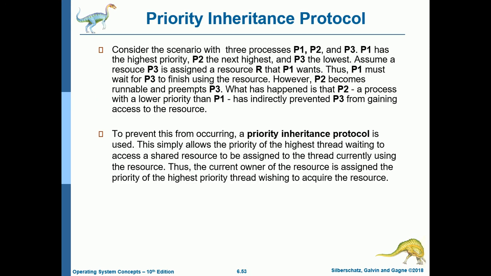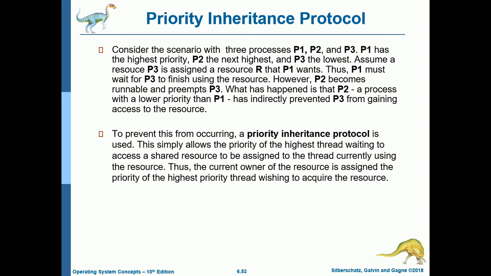So what is the priority inheritance protocol? Consider the scenario with three processes P sub 1, P sub 2, and P sub 3. P sub 1 has the highest priority, P sub 2 the next highest, and P sub 3 the lowest. Assume P sub 3 is assigned a resource R that P sub 1 wants, and P sub 1 has the highest priority. Thus, P sub 1 must wait for P sub 3 to finish using the resource.